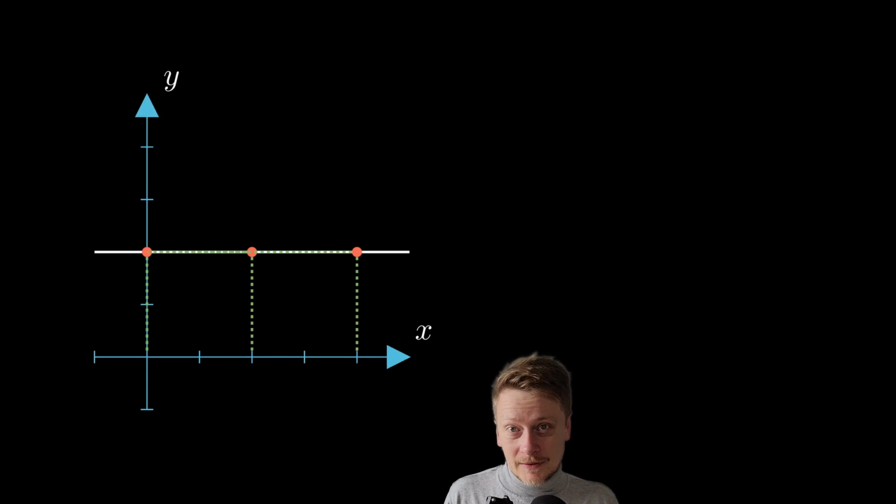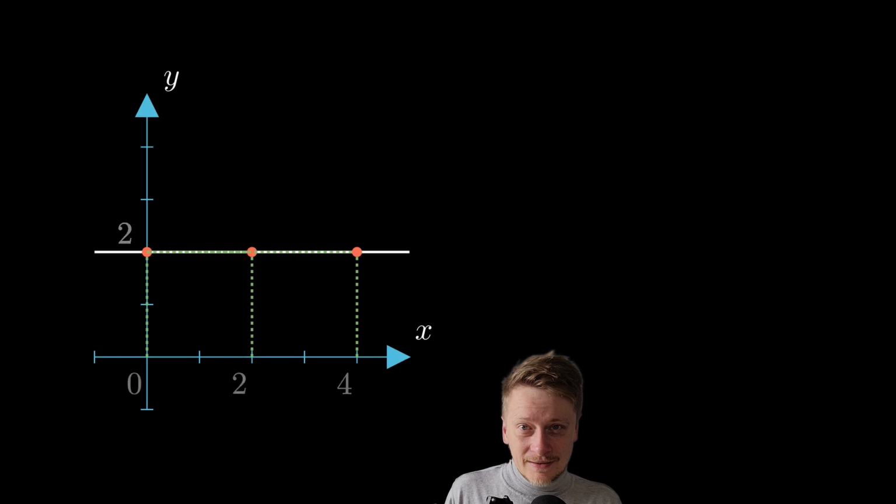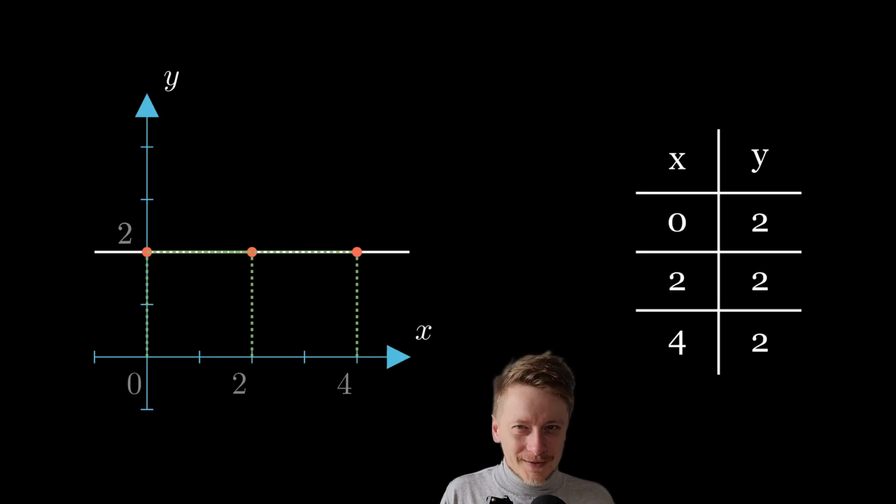So let's sample points 0, 2 and 4. We can see that each of them has y value equal to 2. I will also put it on the table to make it more obvious. So for x0, y is 2. For x2, y is 2. And for x4, y is 2. It means it doesn't even matter what is the value of the x.